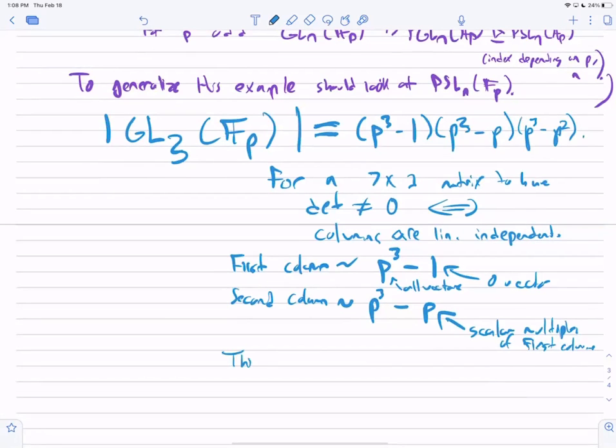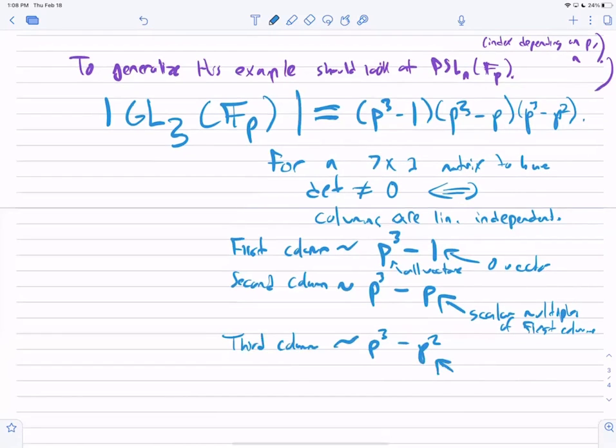And then for the third column, you get p cubed again minus p squared. So this p cubed is again all vectors, and then the p squared are the linear combinations of the first two vectors. So to get something that's linearly independent, just remove all linear combinations of the first two vectors, and then the resulting set will be linearly independent.